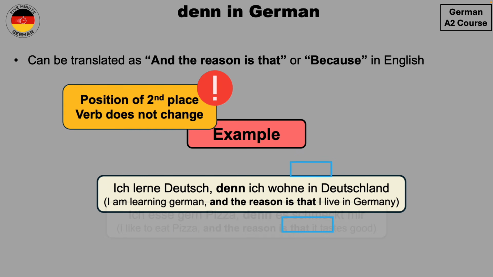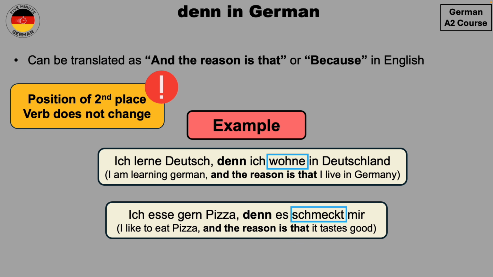Let's take a look at another example with "denn", and that is "Ich esse gern Pizza, denn es schmeckt mir." I like to eat pizza and the reason is that it tastes good. Over here, again you see that "schmeckt", which is the verb, did not go to the end of the sentence. Rather, it remained at its original position.